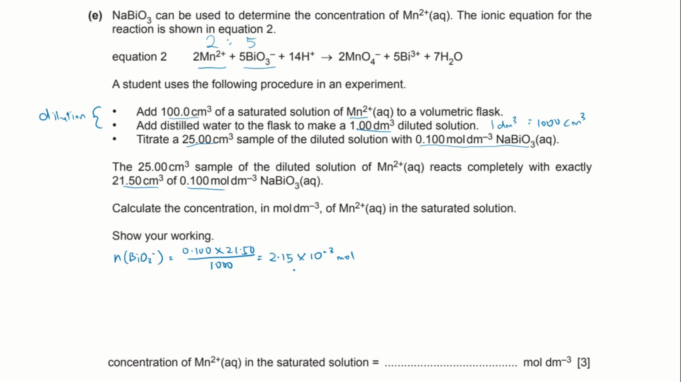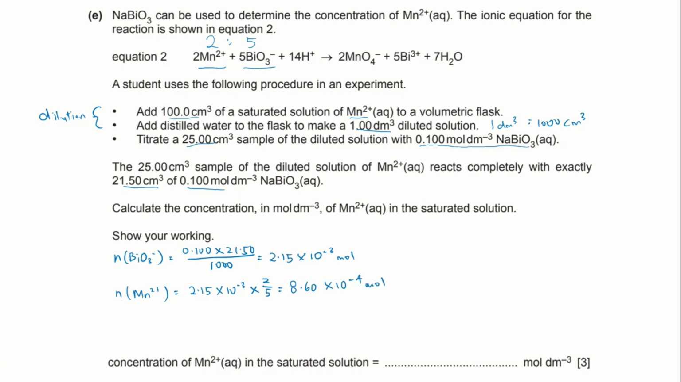Right, having this number of mole of bismuthate and the mole ratio in the equation, I'll be able to find the number of mole of manganese 2 ion, which is 2.15 times 10 to the power of negative 3, times 2 over 5 because of the mole ratio here. 8.60 times 10 to the power of negative 4 mole.